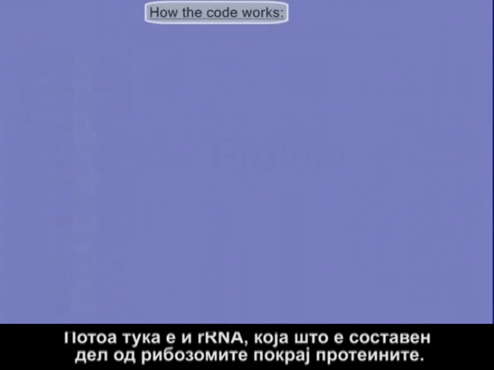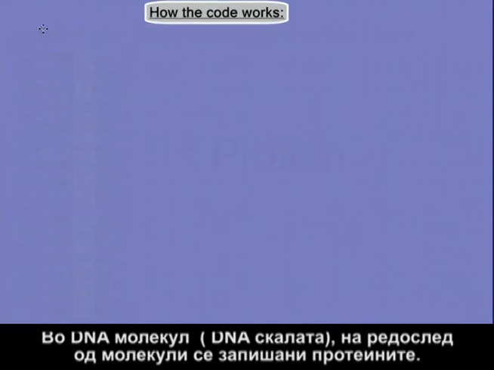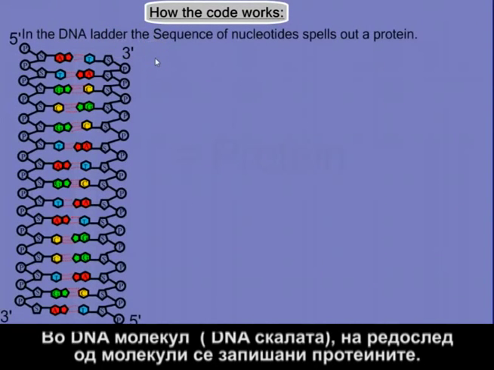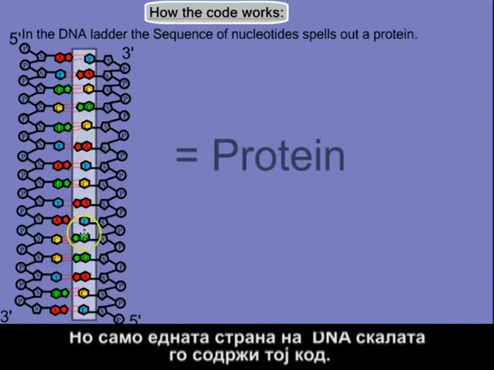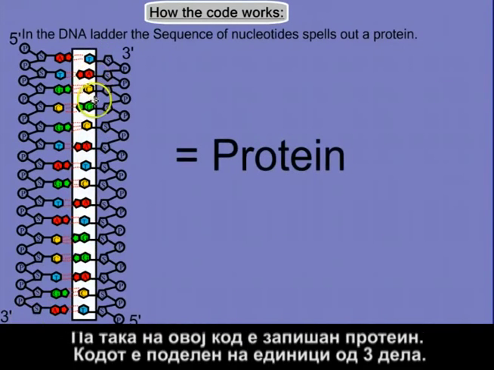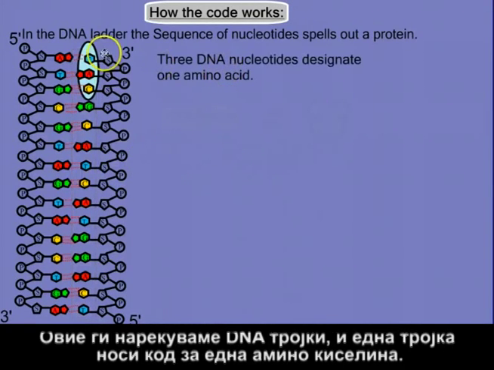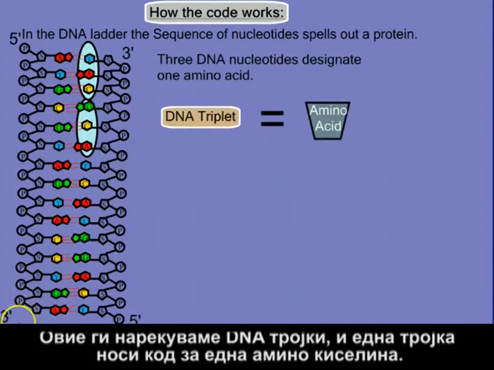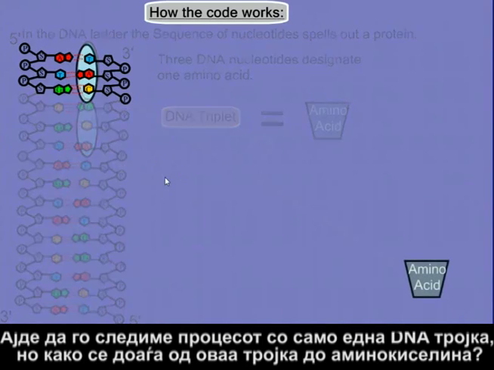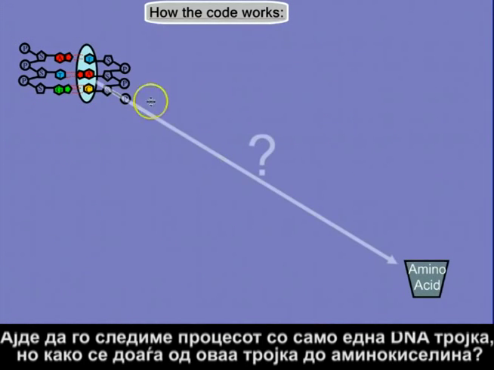Now let's investigate how the code works. In a DNA molecule, in the DNA ladder, a sequence of nucleotides spells out a protein, but only one side of the DNA ladder holds that code. So this code is spelling out a protein. Now the code works in units of 3. We call a sequence of 3 DNA nucleotides a DNA triplet. So there's another one. And one DNA triplet is enough information to code for one amino acid. Now let's follow the process with just one of these DNA triplets and see how we get from this DNA triplet to this amino acid.